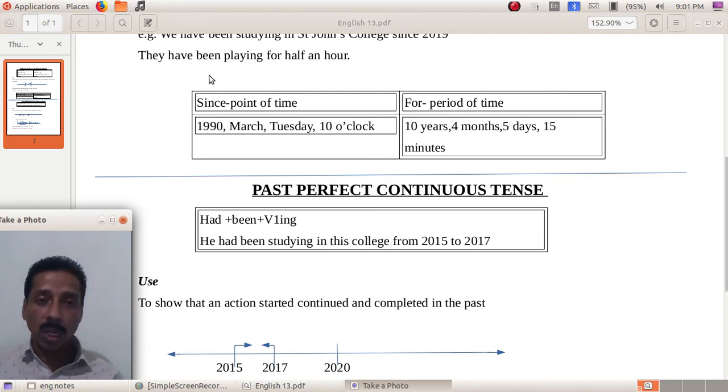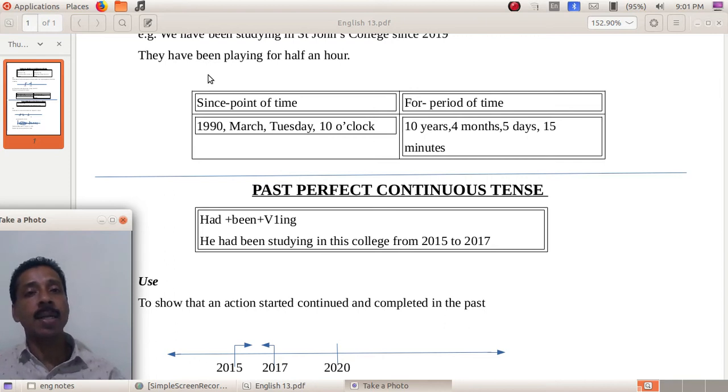Okay, so only one main use for this present perfect continuous tense. Any activity started earlier, started in the past and continuing from that moment onwards, even up to the moment of speaking. That means now we are talking about that activity. Now also it's a continuous activity.